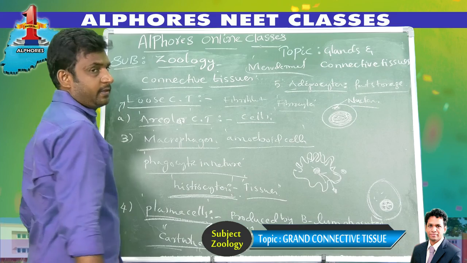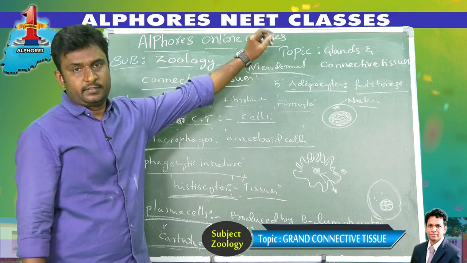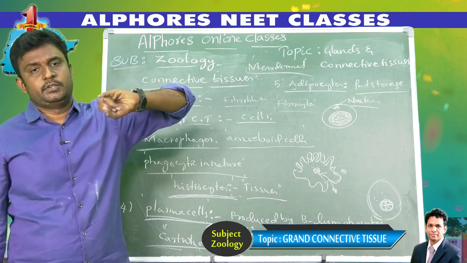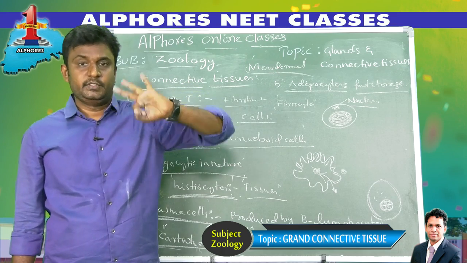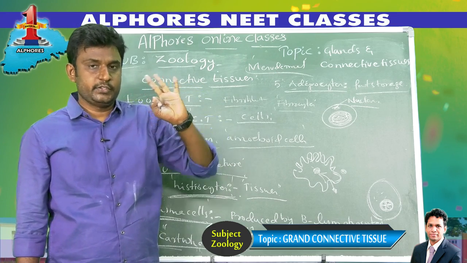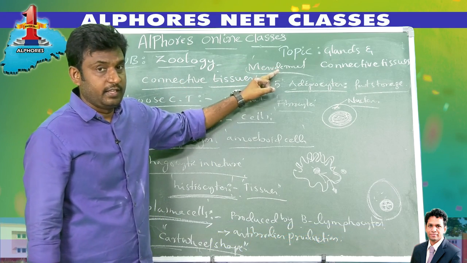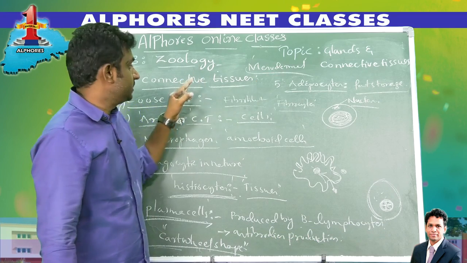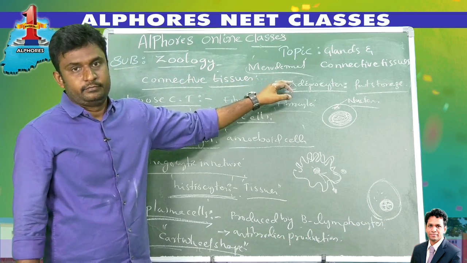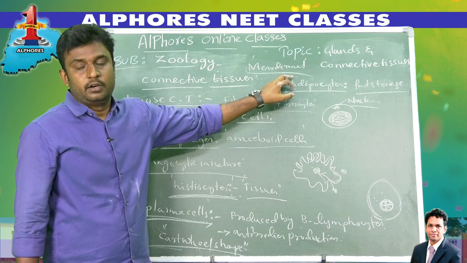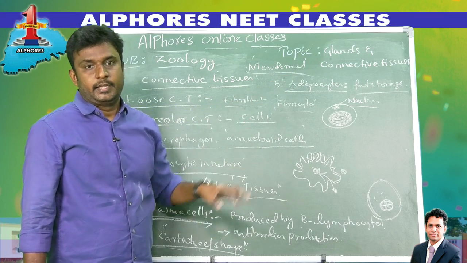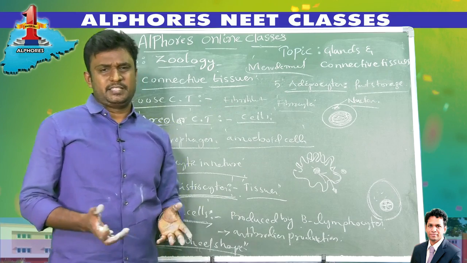Epithelial tissues arise from the three layers: ectoderm, endoderm and mesoderm. From three layers, epithelial tissues are derived. But from only one layer, the mesoderm, these connective tissues are derived. Mesodermal in origin.